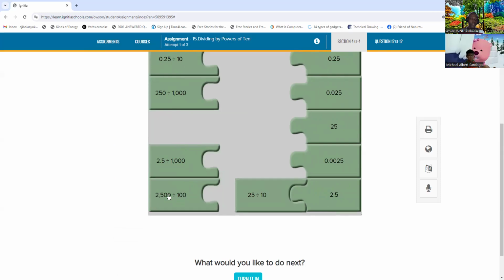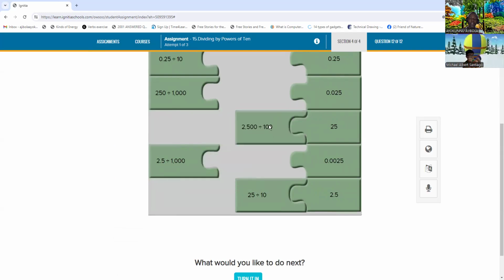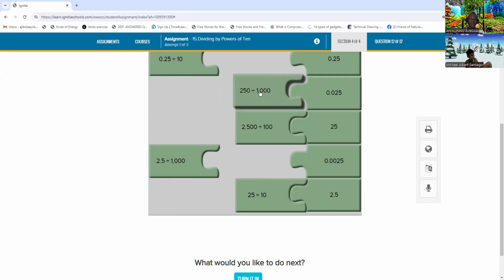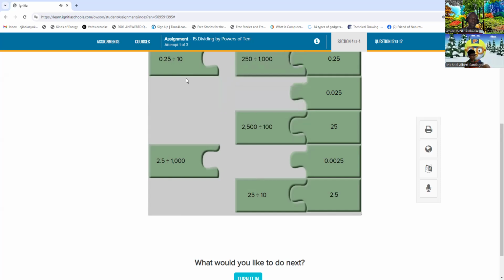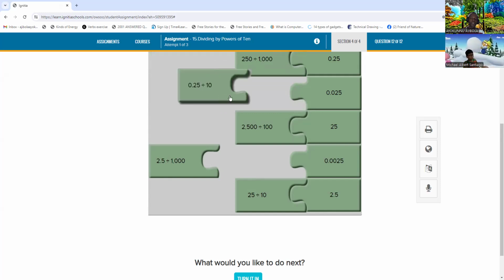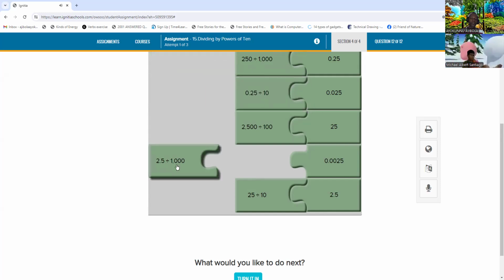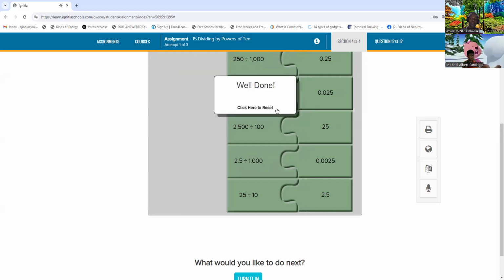Or 25? That is this 25, right? Then 0.25, that is 250 divided by 1000. Is that correct? Yes. Then 0.25 divided by 10 will give us 0.025, okay? And this happens to be the last one.